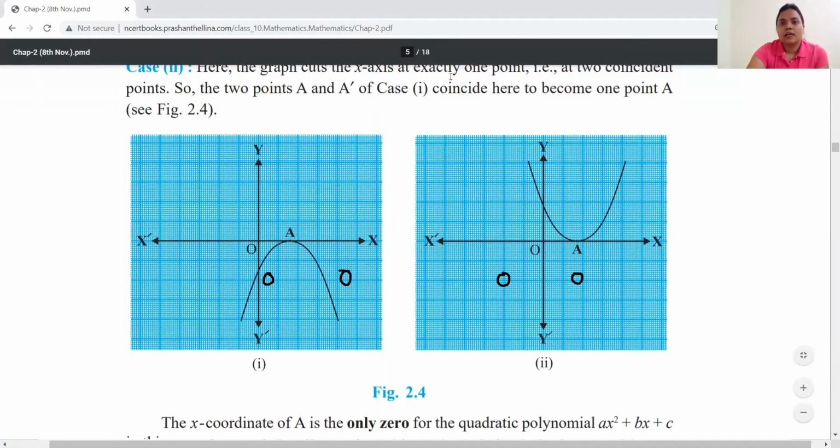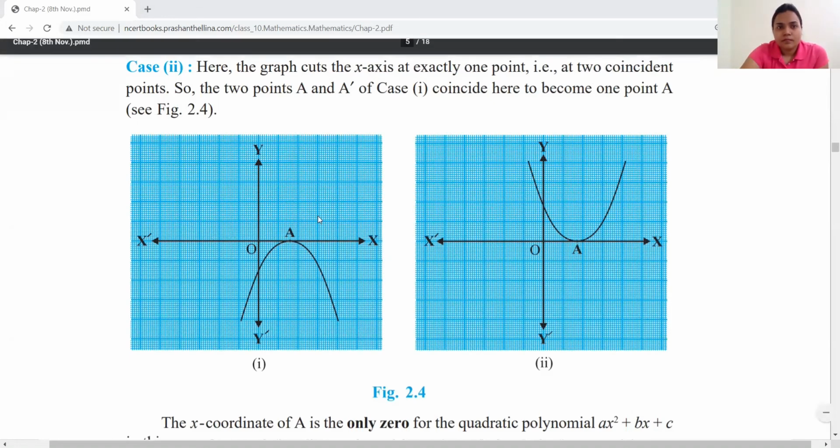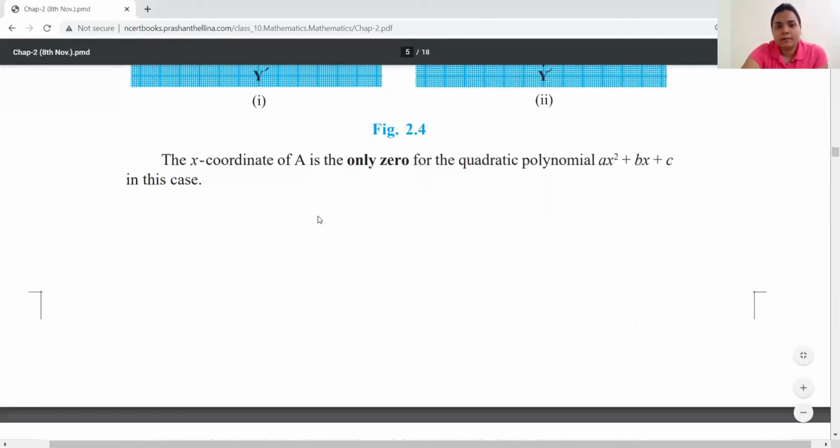See, in this case, the graph is cutting the x-axis at only one point. See, this is the point. This one at this place and at this place. So the two values are coinciding at one point. So in this case, we have only 1 zero. The next graph we will check.